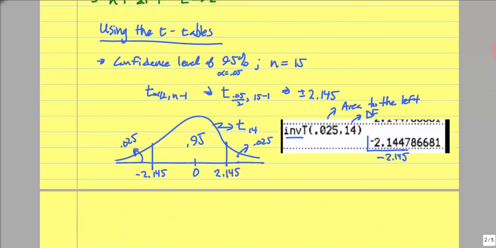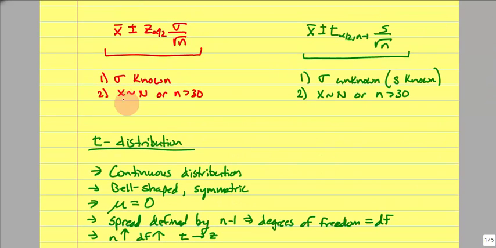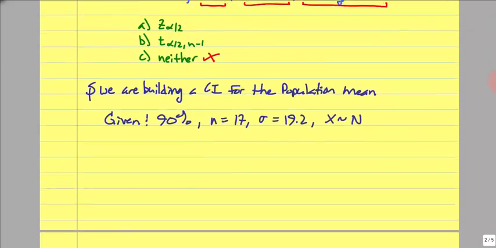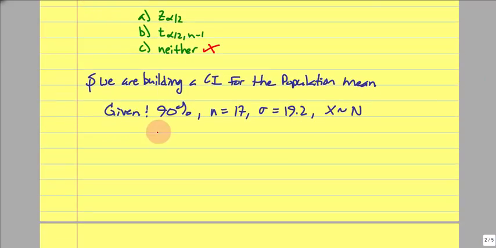Let's go ahead and look up here real quick. I'm following off of this table. X is distributed normal or n greater than 30. Looks like to me we're using the normal distribution here. So my three options are z alpha over 2, b t alpha over 2 n minus 1, or c neither. Well, after we went through our criteria, we already decided we're going to be using the z distribution.